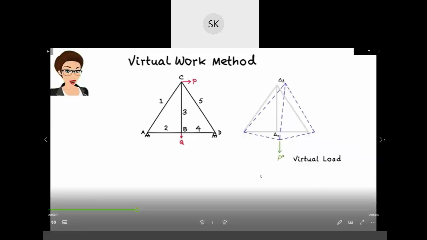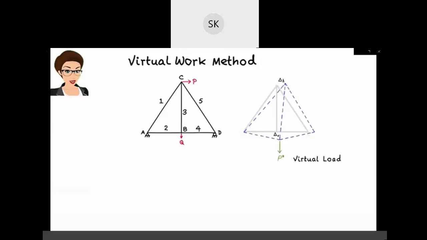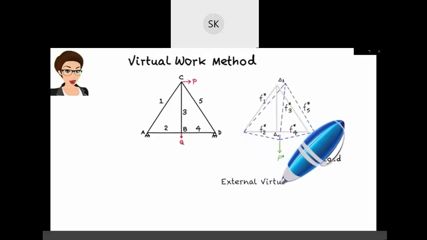The structure can be easily analyzed under P star in order to determine the virtual member forces. Let's refer to these forces as F star 1, F star 2, and so on. Since there are 5 members in the truss, there are 5 virtual member forces. Note that P star is applied in the direction of delta V. Since this imaginary load travels through the real displacement, it does imaginary or virtual work. The work done equals P star times delta V. We call this an external virtual work since it is done by an external virtual load.